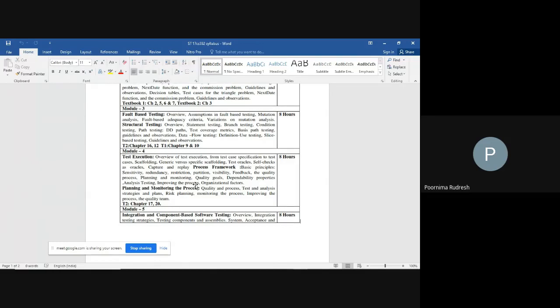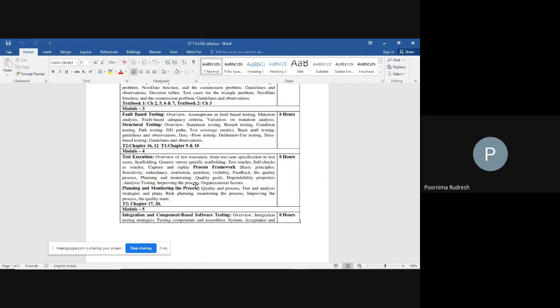Next, you are going to study self checks as oracles. Next, capture and replay. All these things you are going to study in the test execution chapter. Next comes the process framework. Here you are going to study the basic principles of sensitivity, redundancy, restriction, partition, visibility, and feedback.